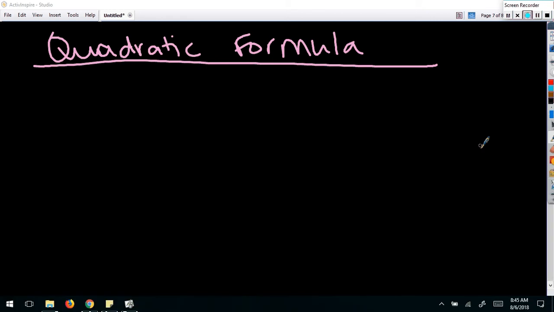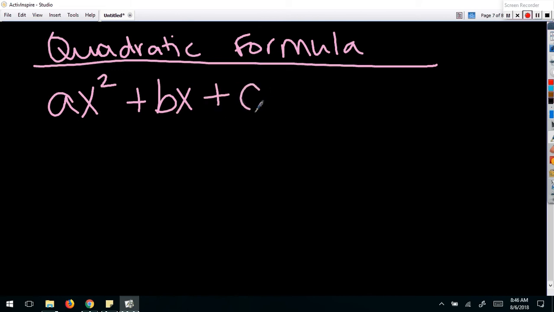Okay, so we're going to talk about the quadratic formula. Before we really get into the quadratic formula, I want you to think about what it means to be a quadratic. A quadratic has a term with an exponent of 2 on it. So this is the standard form of a quadratic.